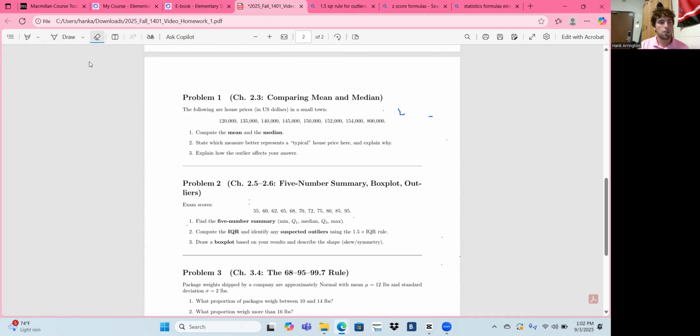And explain how an outlier affects your answer. The outlier mainly affects the mean because it made our mean pretty drastically bigger than our median.